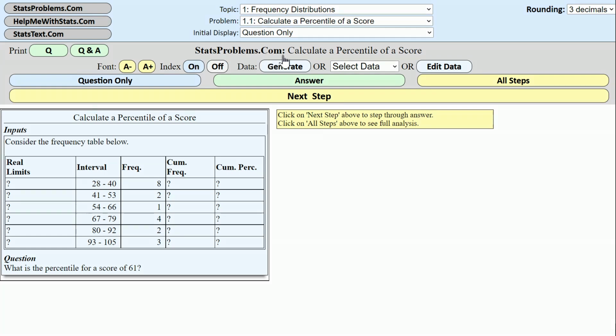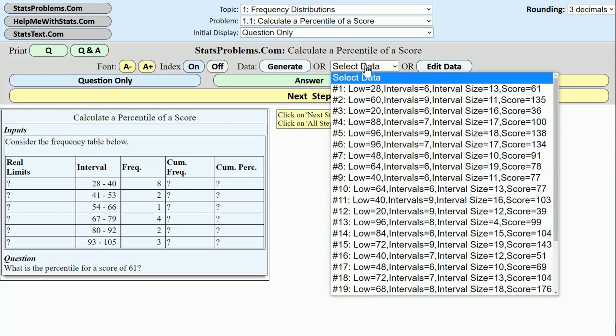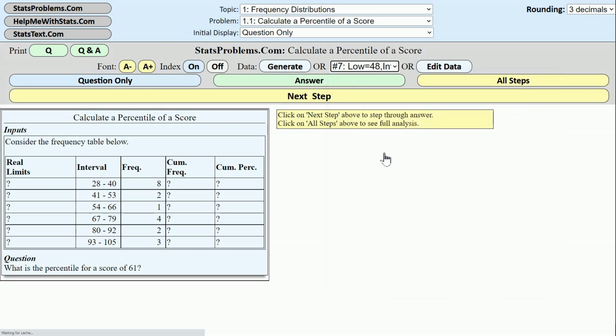Statsproblems.com was used to create this tutorial, which can help us calculate a percentile of a score. Let's begin by selecting one of the 25 example problems.